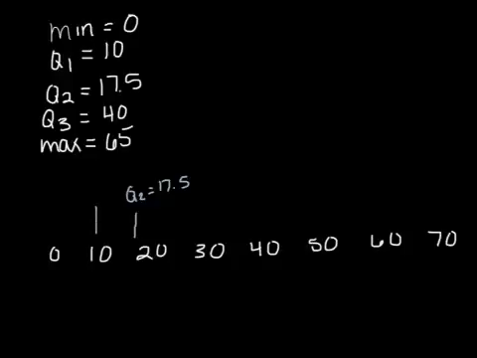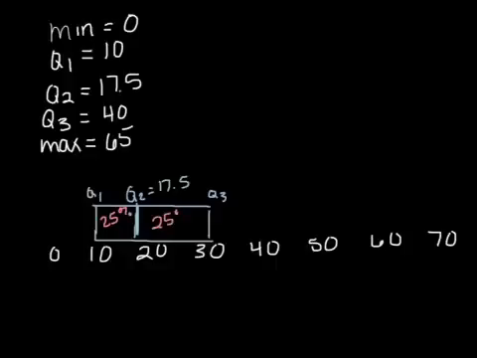Quartile 1 is at 10. Quartile 3 is at 40. Here is the box, which is the interquartile range of 50%. 25% of the data goes here. 25% of the data goes there, which is a total of 50% of the data, which is your interquartile range.